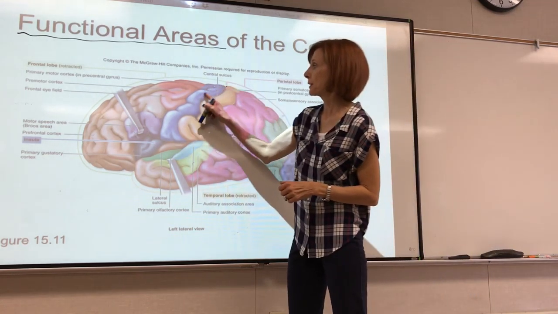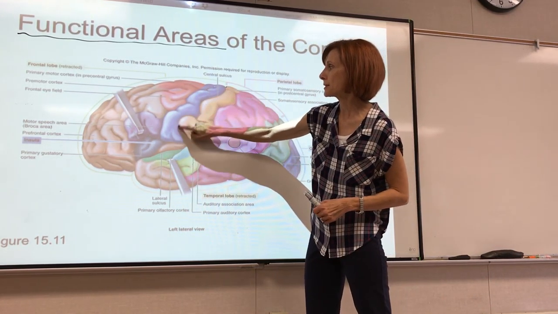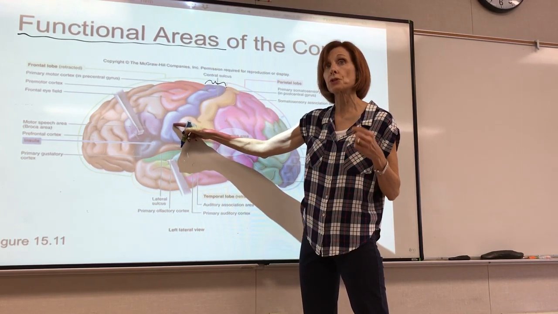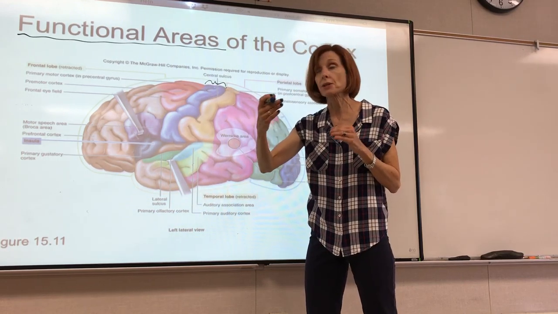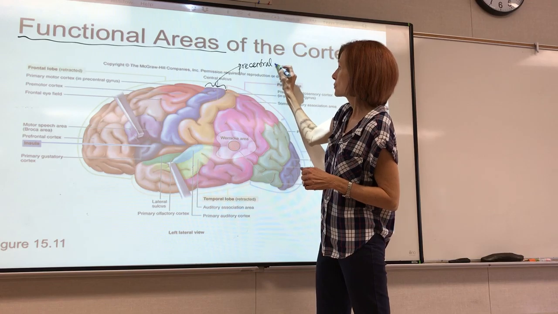So let's talk first about this area right here, shown in blue. Now we've said this is the central sulcus. This gyrus right here is called the precentral gyrus because it's just anterior to the central sulcus. Okay, precentral gyrus.